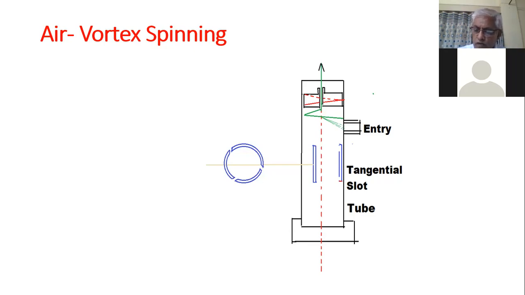We can spin count up to 30. And what is the feed material? That is draw frame sliver. So type of yarn which is formed, it looks like a conventional yarn, and single yarn is formed.